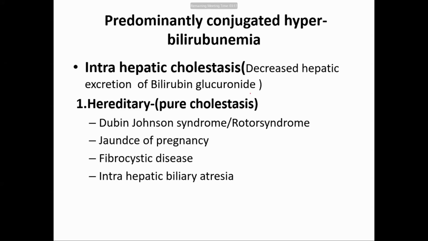What are the causes of this intrahepatic obstruction? Hereditary, which is also called pure cholestasis: Dubin-Johnson syndrome, Rotor syndrome. These are two congenital ones. Jaundice of pregnancy, that occurs in pregnancy, then fibrocystic disease, intrahepatic biliary atresia. So these are hereditary causes of intrahepatic cholestasis, which is called pure cholestasis, intrahepatic obstruction.